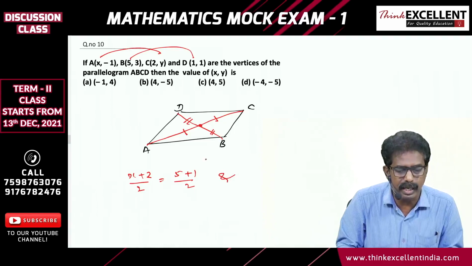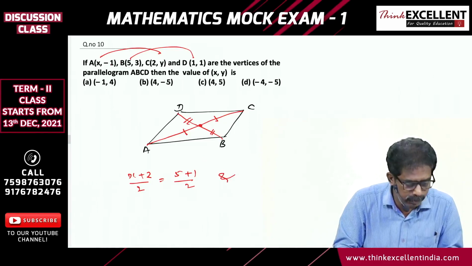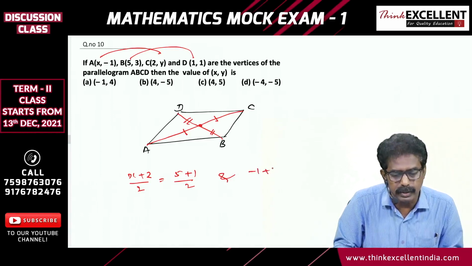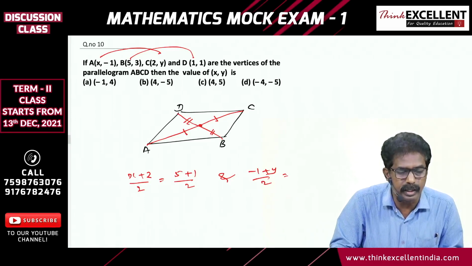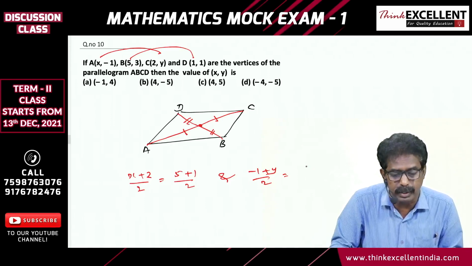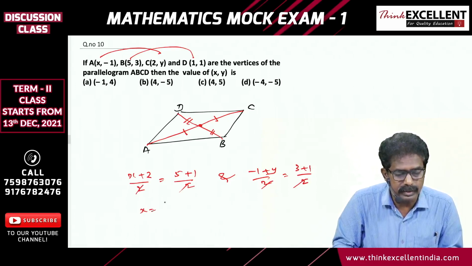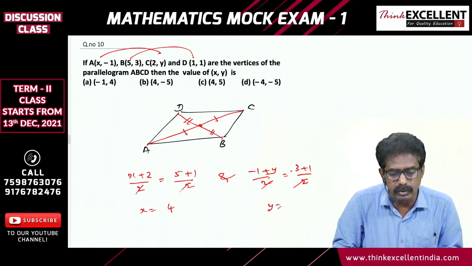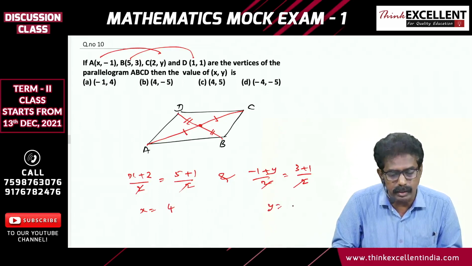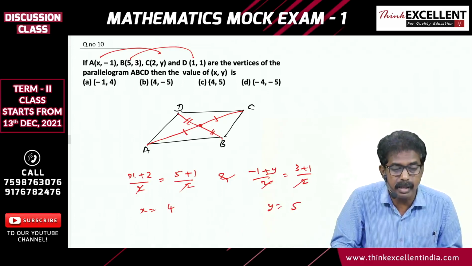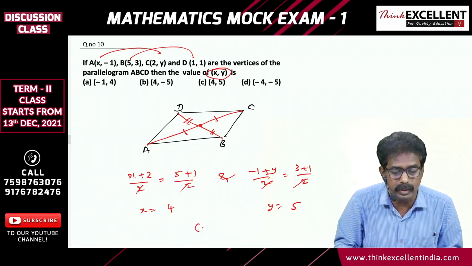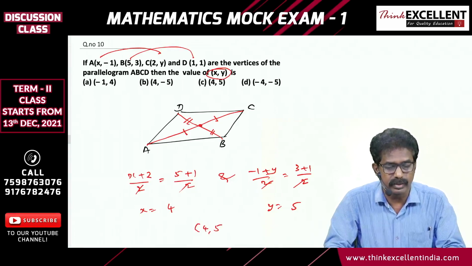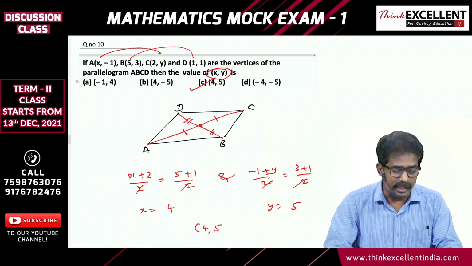This is 1. And the Y coordinate of AC is minus 1 plus Y by 2, which equals the Y coordinate of the midpoint of BD, 3 plus 1 by 2. Calculate it, here also the 2 cancels. X is equal to 6 minus 2, 4. And here Y is equal to 3 plus 1, 4 plus 1, so it is 5. So X comma Y they asked, right? The answer is 4 comma 5. C is the correct answer.